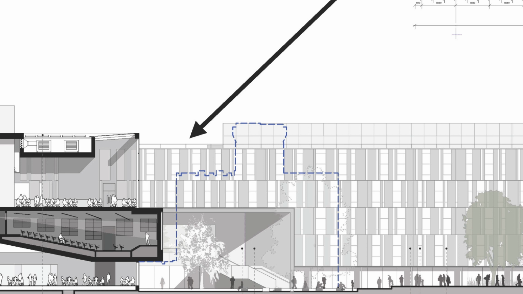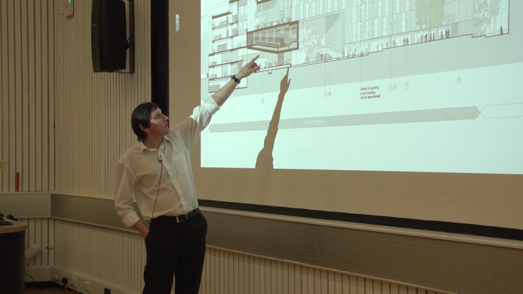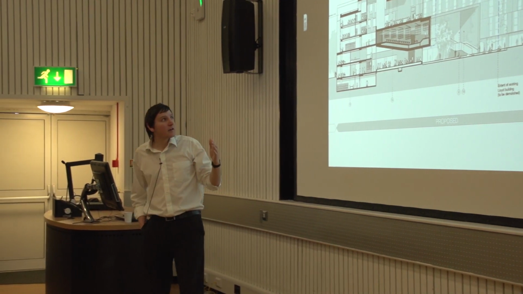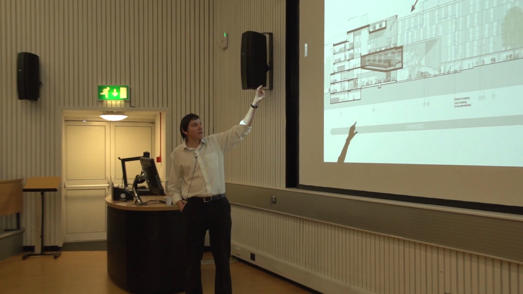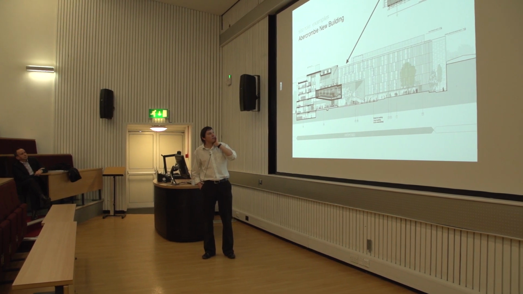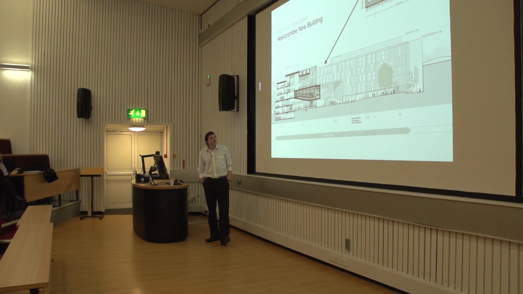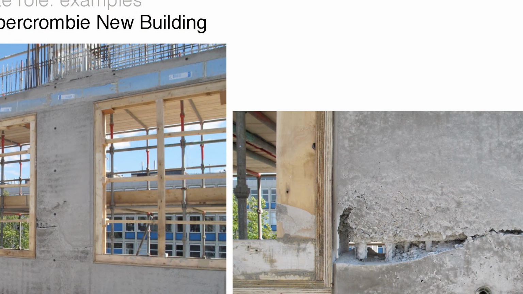And then similarly, in the Abercrombie extension, we've done the same trick. Where the Abercrombie building spans over, that section of facade has a full height concrete truss in order to bridge over the cut through down to the central courtyard. So it's a very similar concept to what they used in the 1950s. That's how it was cast first off.